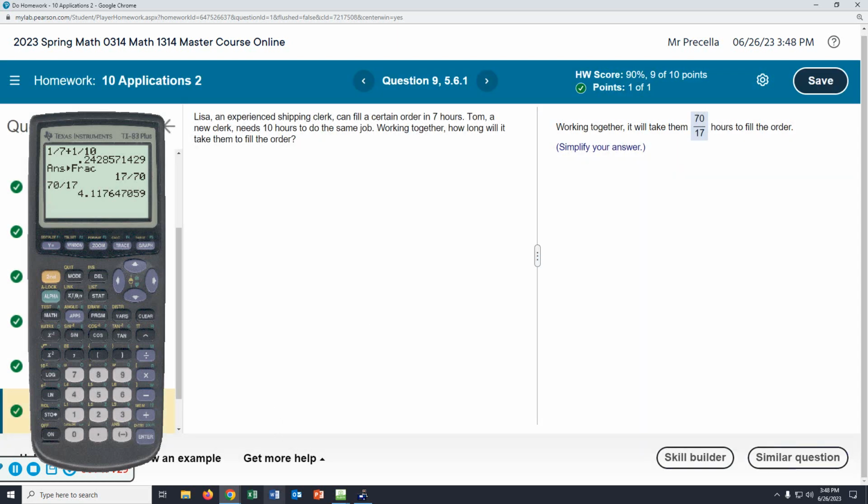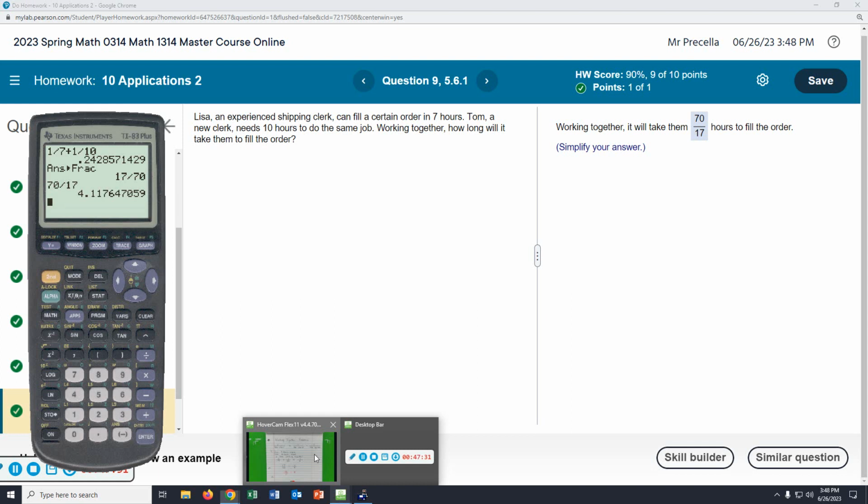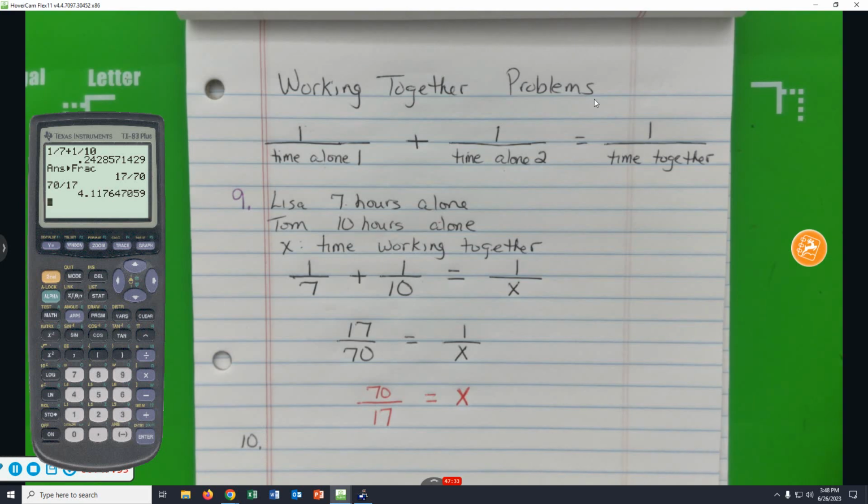When you're doing the working together problems, it's important to remember 1 over time alone 1 plus 1 over time alone 2 equals 1 over time together.